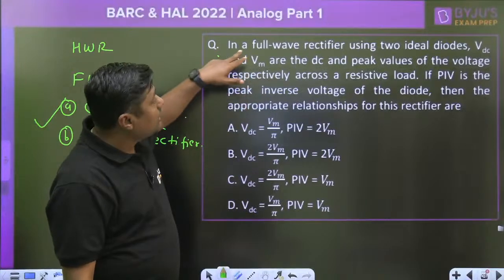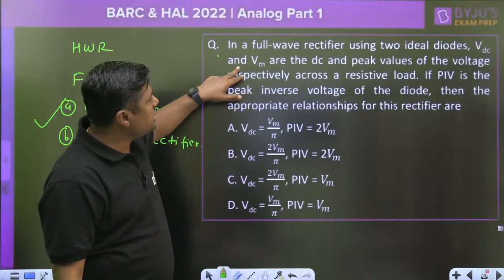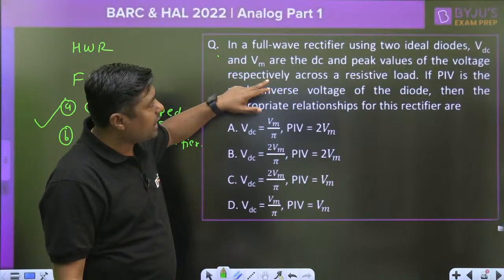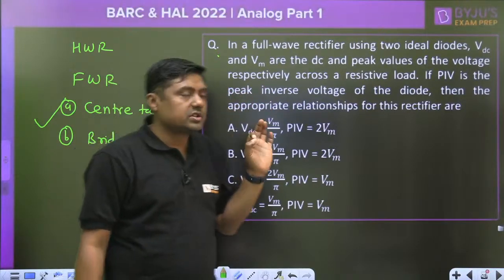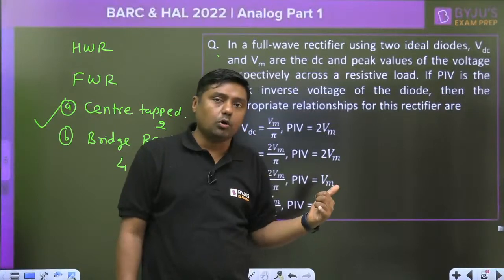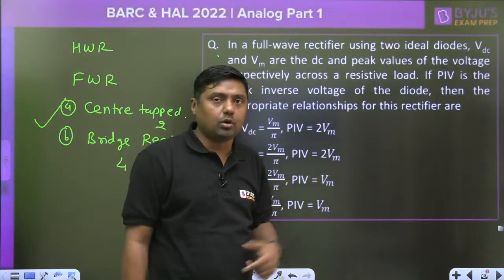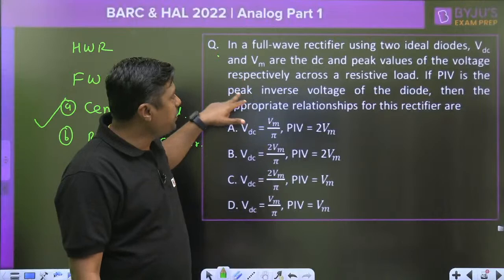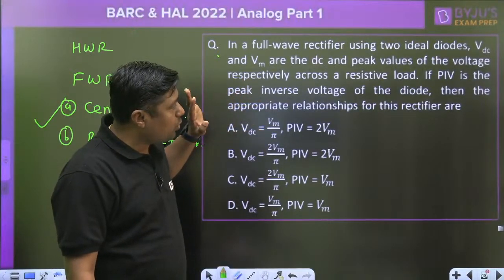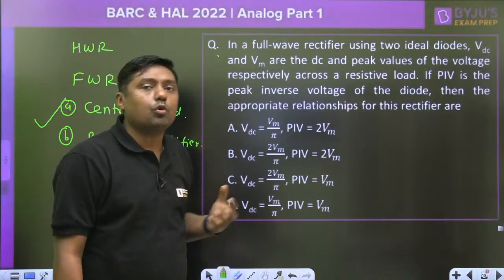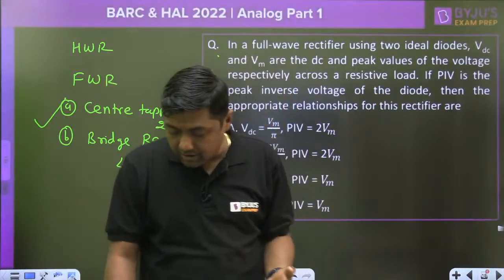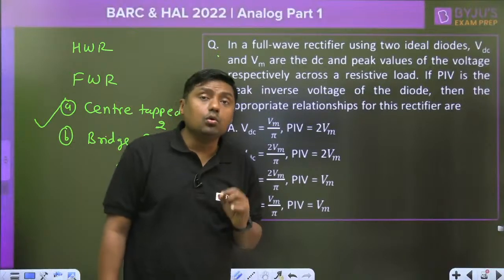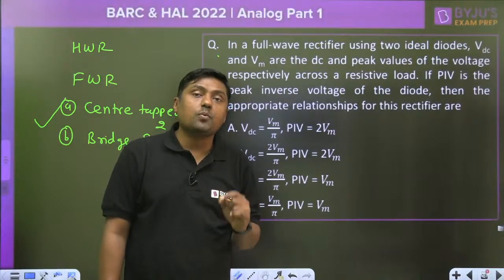Okay. Using the two ideal diodes, VDC and VM are the DC and the peak values of the voltage respectively across a resistive load. VM is the highest value of the output voltage and VDC is the DC value of the output voltage. If the PIV is the peak inverse voltage of the diode, that means it is the maximum voltage appearing across the diode when the diode is reverse biased. That is the characteristic of the diode, and a diode is selected on the basis of PIV rating.